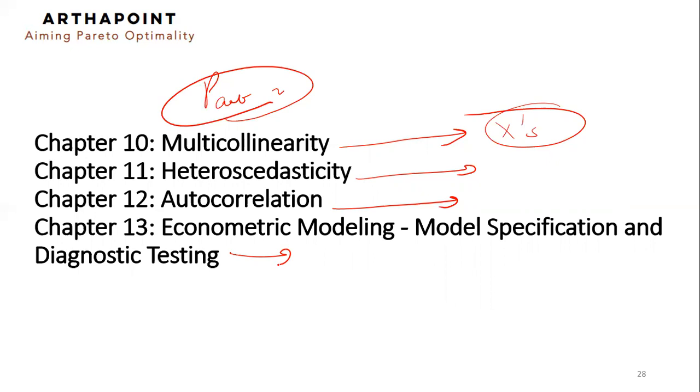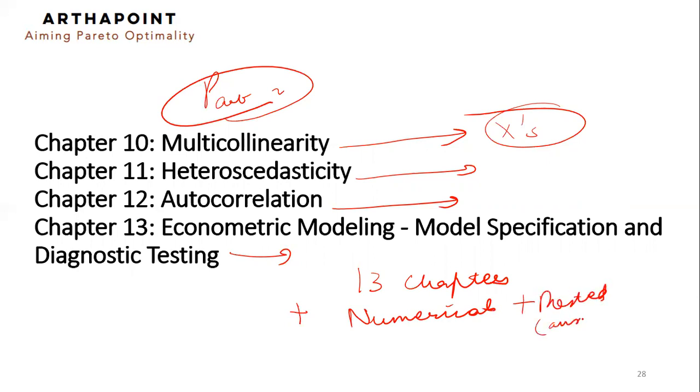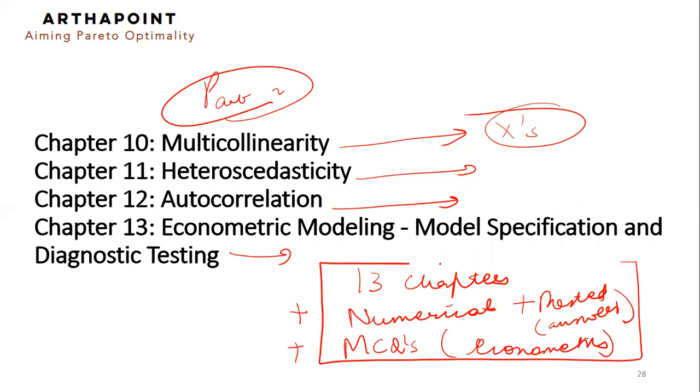This is all what is going to be covered as part of the first level of econometrics. The entire course would be in total having 13 chapters, plus we would be doing numericals. A lot of numericals would be posted along with their answers. And definitely we would be covering MCQs related to econometrics, both basic level and advanced level. So this is all about this subject.